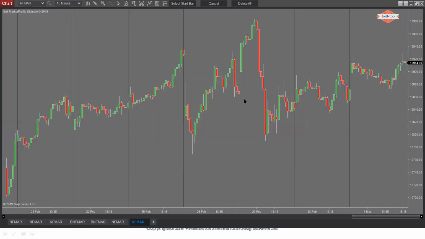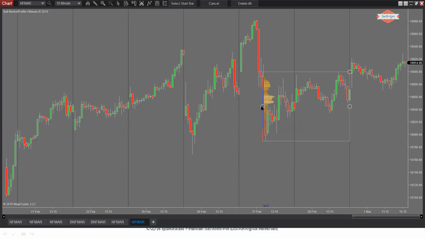So in that case, I'll be able to select from point A to point B. Let's say the start of the bar. I'm going to select the start of the bar. This is my start of the bar, and I'm going to select the end of the bar. So automatically it draws me the point of control levels.